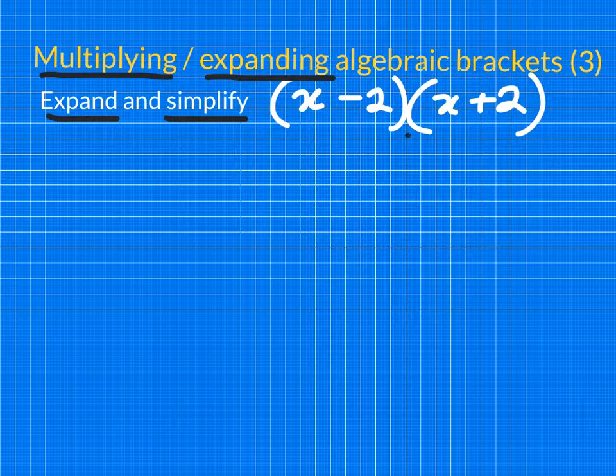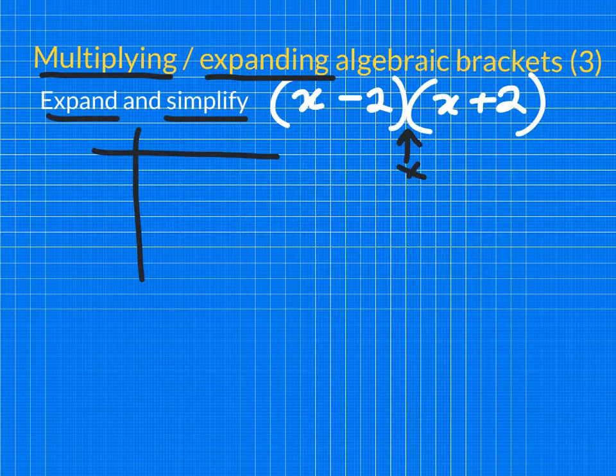x minus 2 is back to back with x plus 2. There are no signs in between, so that means that they must be multiplied together. If these two things are multiplied together, that means we must be able to draw ourselves a rectangle. One side of the rectangle will be x minus 2, and the other side of the rectangle will be x plus 2.